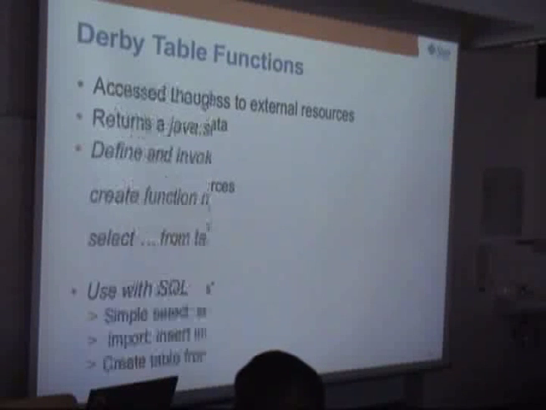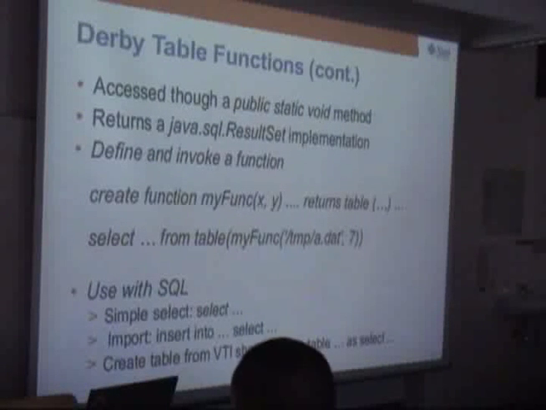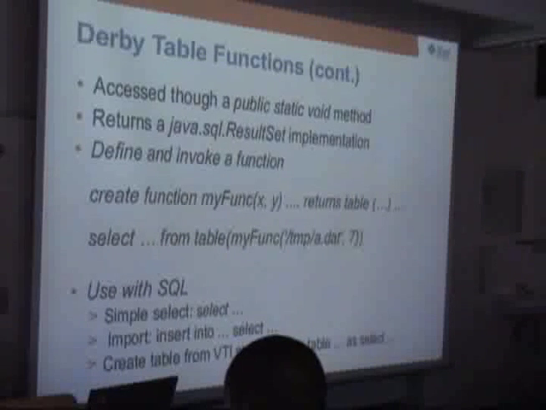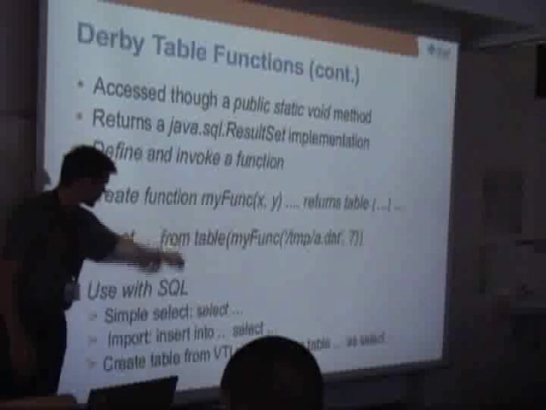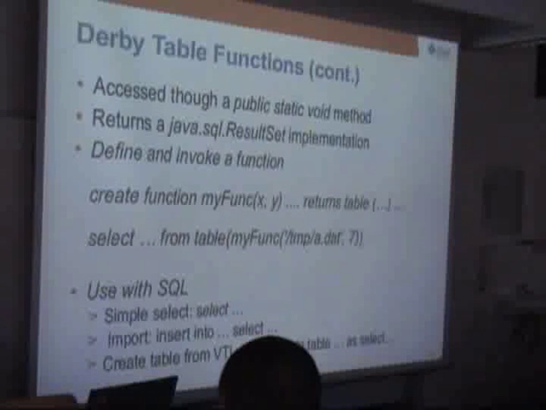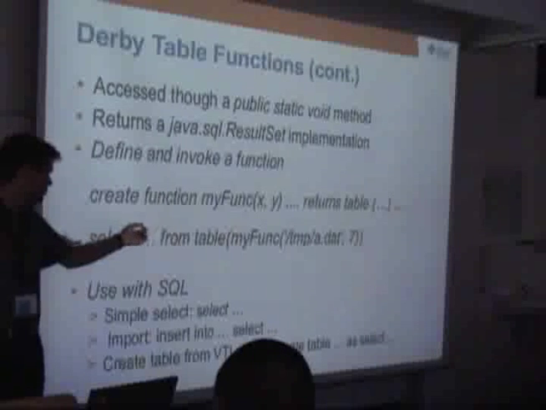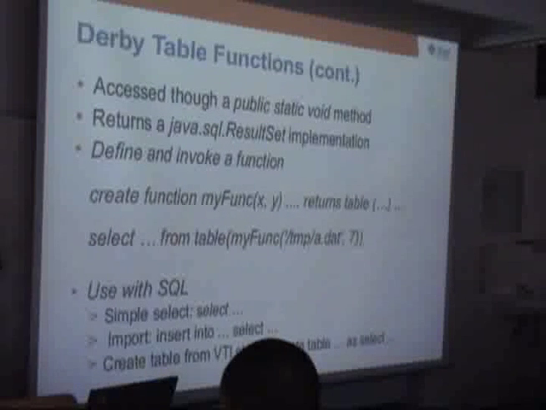The way you do this is that you create an implementation of Java SQL result set that knows how to feed your external data source. This is then accessed through a public static void Java method. Next, you define a function in Derby and you invoke this function as part of your SQL by specifying it in the from clause. And there you can pass arguments to the table function.